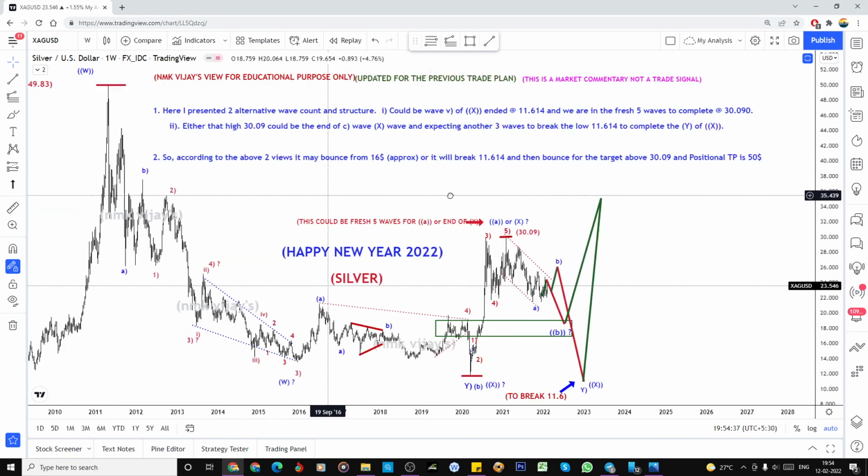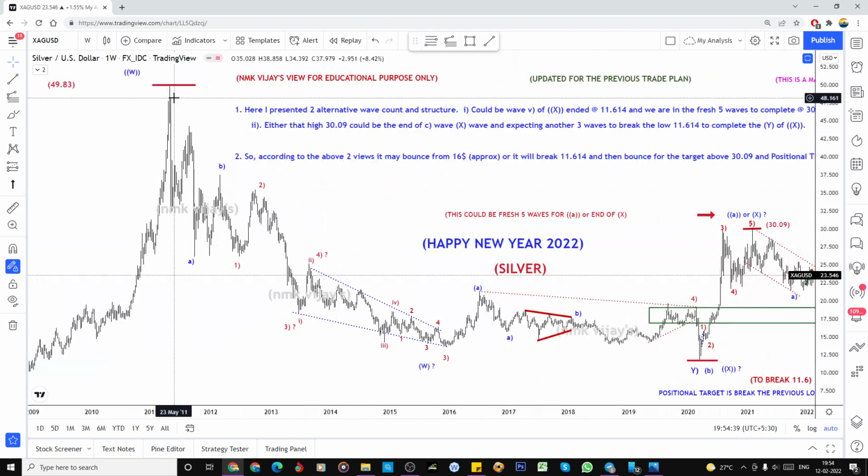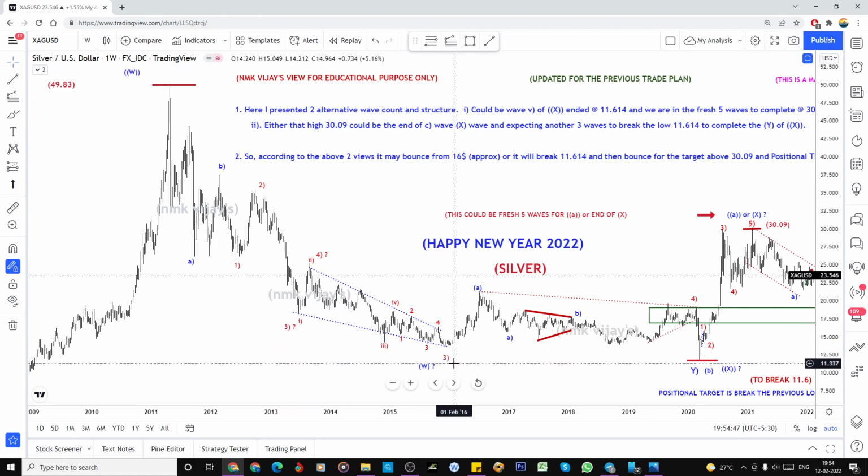So from here it looks like A, ABC is an A, ABC is a B, 1, 2, 3, 4, and 5. And sometimes it looks like 1, 2. So 3 is somewhat in an ending diagonal pattern, and 4th is the triangle, and its 5th is already completed. Means this could be the end of the correction.